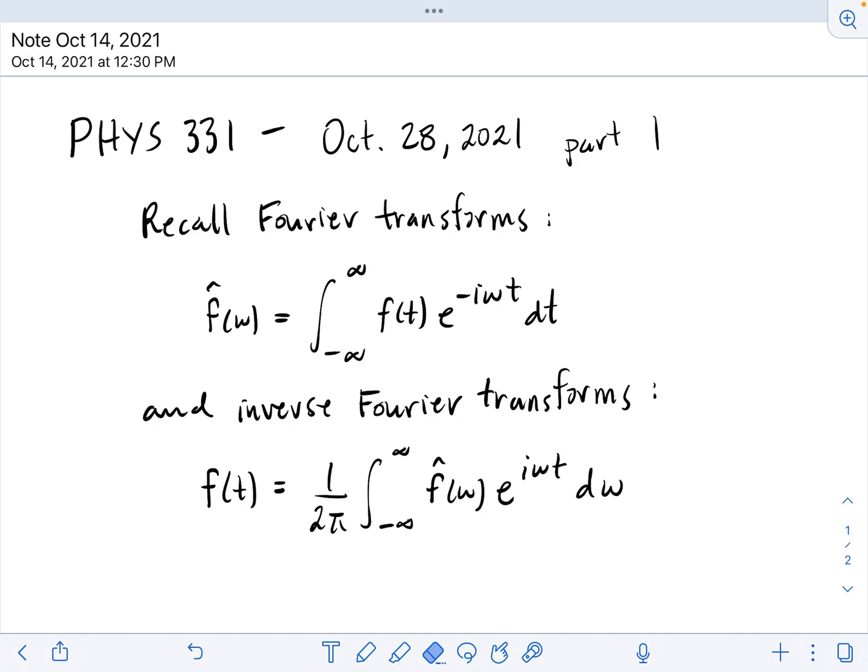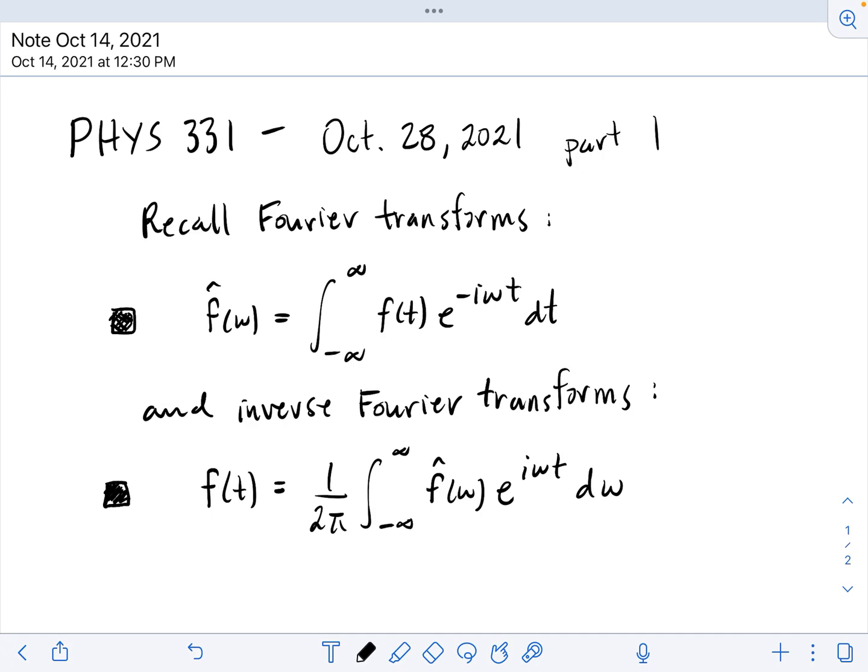So I've written down here, just as a reminder, what the Fourier transform and inverse Fourier transform are. The Fourier transform takes a function f of t and converts it into a function f hat of omega in the frequency domain. The inverse Fourier transform does the opposite. If you know f hat of omega, then you could apply the inverse Fourier transform to construct f of t in the time domain.